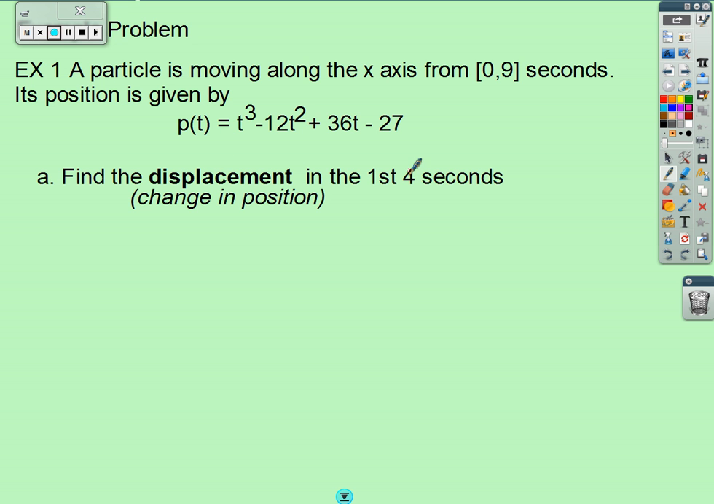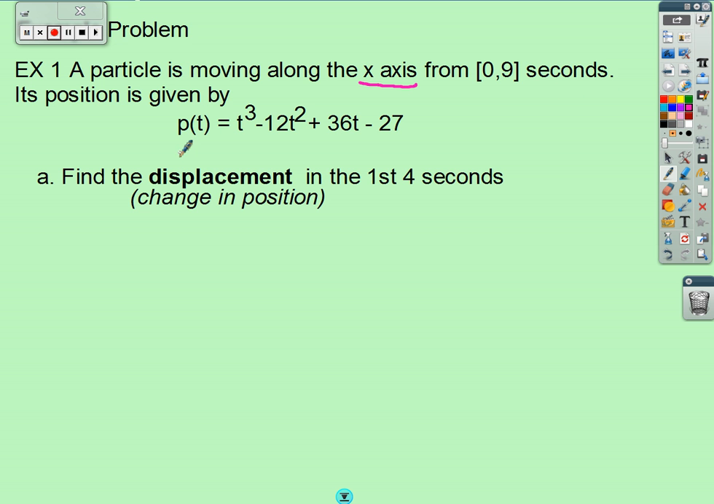So this example, again, is on page 16 of your packet. Okay, we have a particle, it's moving along the x-axis. So this is horizontal linear motion. And it's moving on the interval from 0 to 9 seconds. And its position is given by this equation in terms of t, in terms of time. And time here is in seconds.